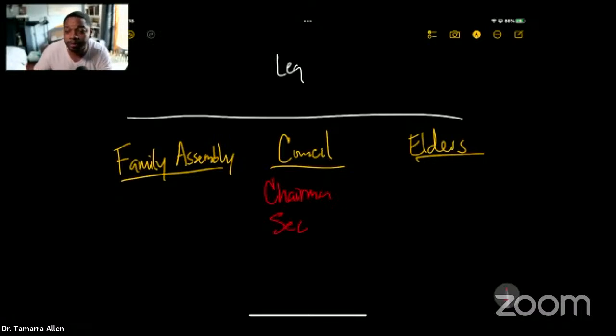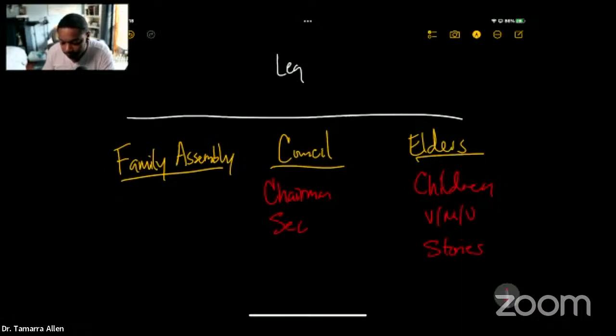The family council are people that represent your family. So if your family wants to work with another family, then the family council's job is to get that done. All the elders' job is to take care of the children, to take care of the vision, mission, and values, to make sure that they're telling stories, right?